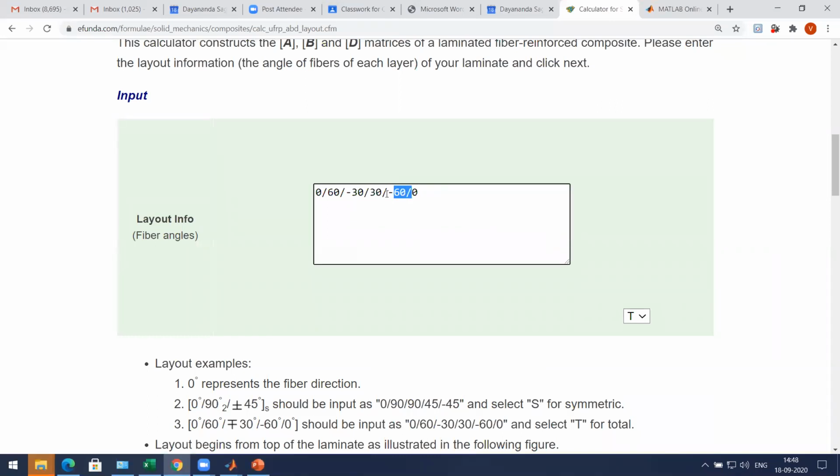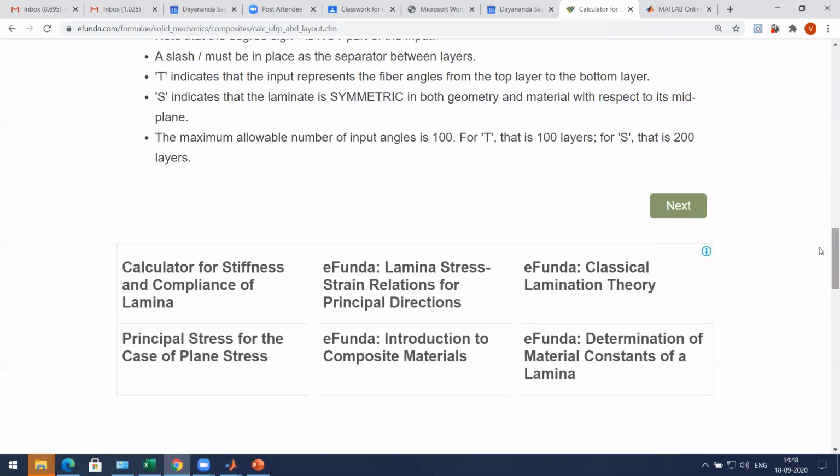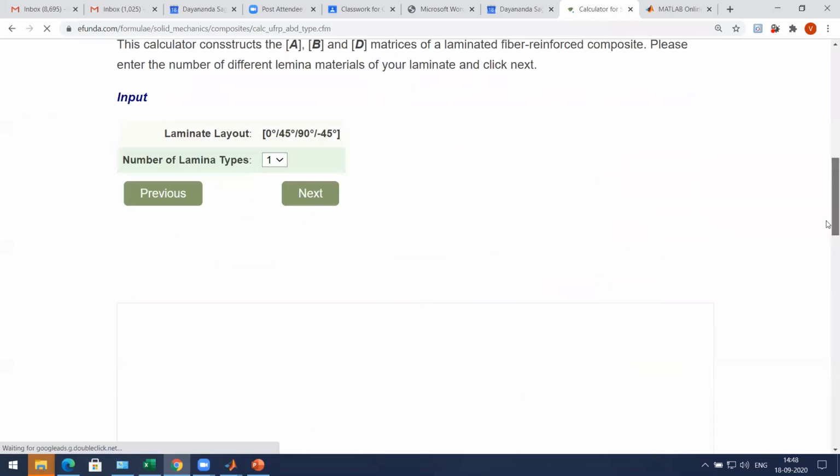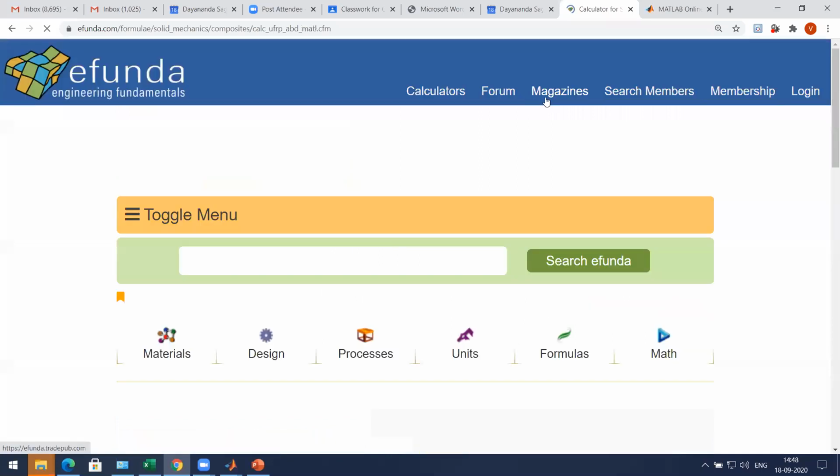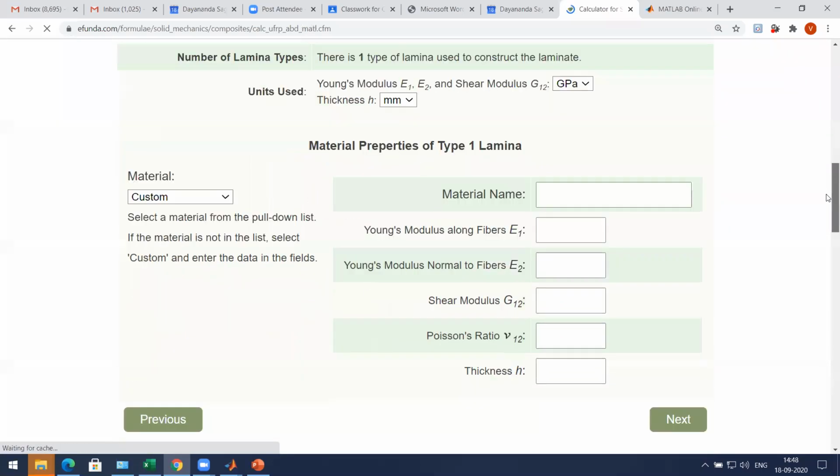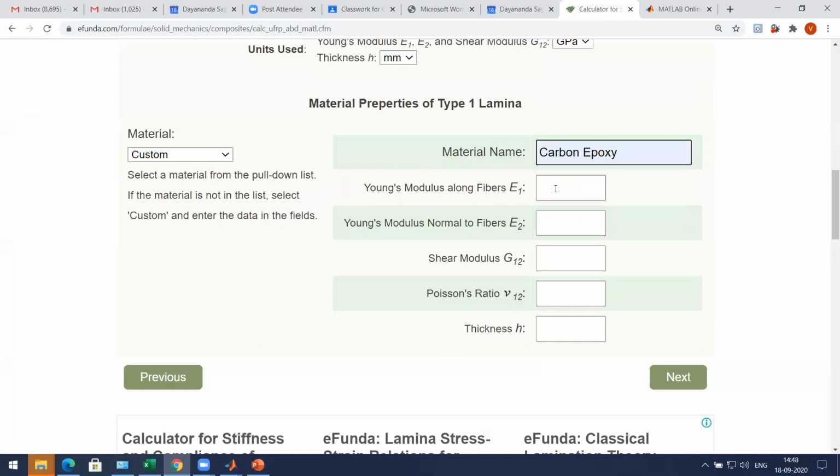So I'll just give that 0, 45, 90, and then minus 45. Next, the material name, something like 181, 10.3. I hope you understand all these, so there shouldn't be any confusion in these things. This is say 0.5 mm. Next.